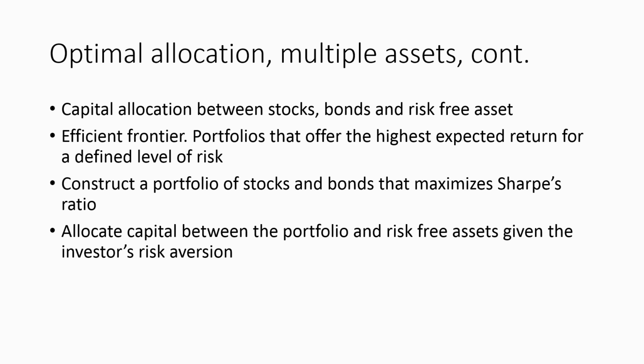Now we will include another asset in our portfolio. For this video, we will construct a portfolio consisting of stocks, bonds, and the risk-free asset. We will still be using bank deposit as our risk-free asset. We will draw an efficient frontier, a graph that shows portfolios of stocks and bonds that give highest expected return for a given standard deviation.